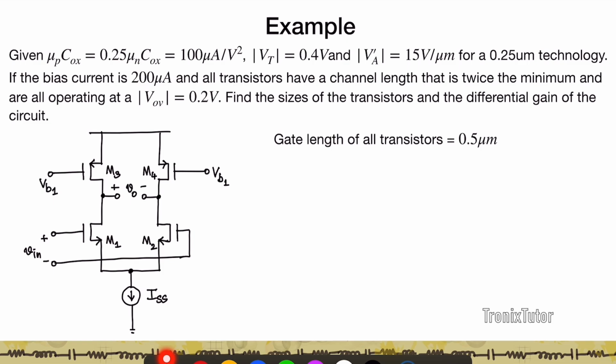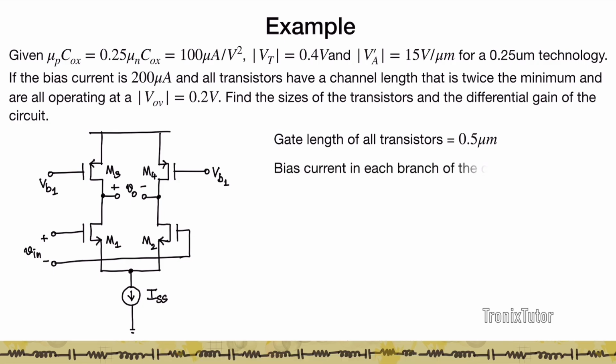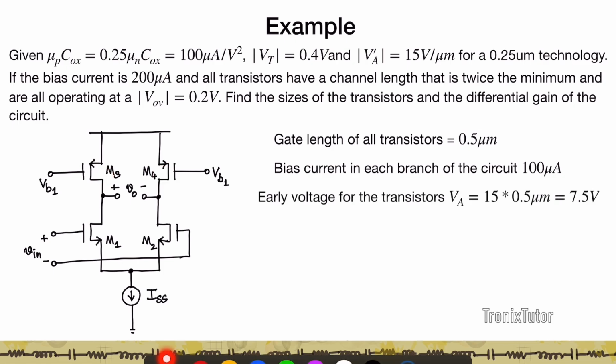So given that all transistors have a channel length twice the minimum, the gate length of all the transistors is half a micron. Now branch current, because the tail current is 200, every branch is going to carry a current of 100 microamps. So that's going to be the bias current for transistors M1, M2, M3 and M4. Now given that the gate length is half a micron, the early voltage for all the transistors is going to be given by 15 times half, which is 7.5 volts. So that's going to be the VA for the transistors.